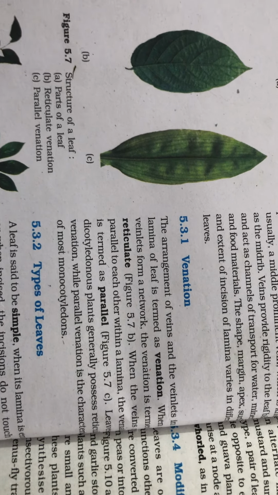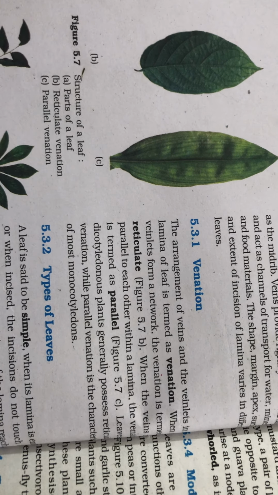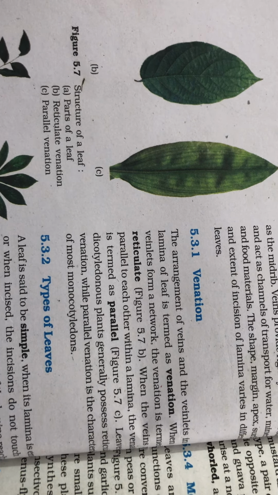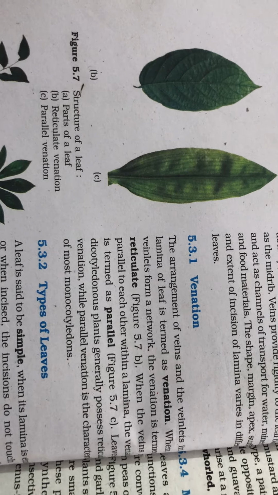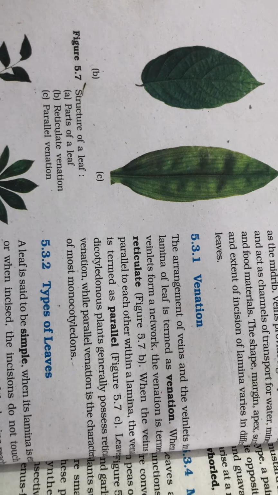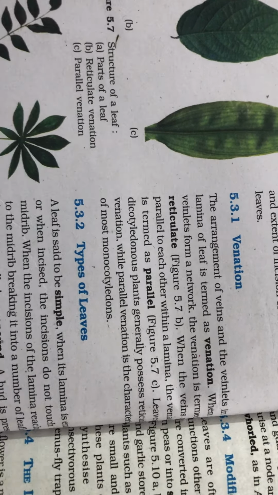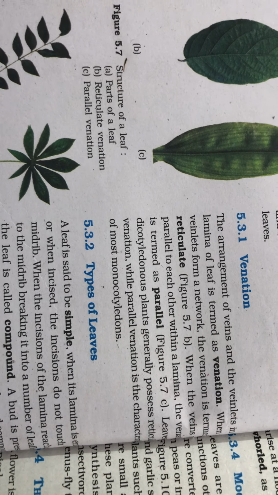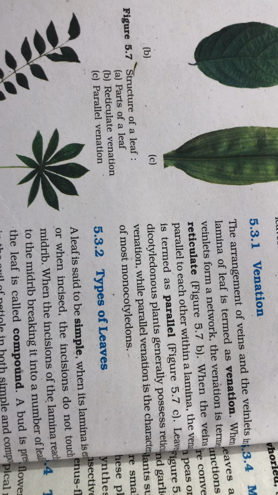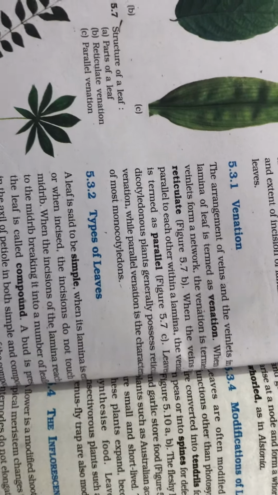You remember this definition. When veinlets form a network, the venation is termed reticulate. And when the veinlets are parallel to each other, it is called parallel venation, right? Dicotyledonous plants generally possess reticulate venation, whereas parallel venation can be seen in most monocot plants. Now next we will see about the types of leaves.